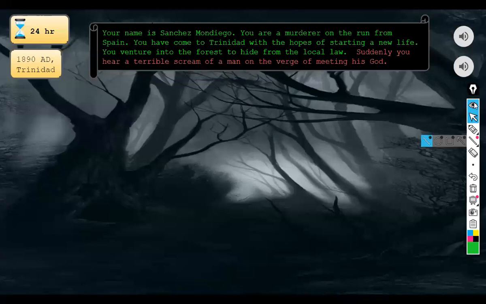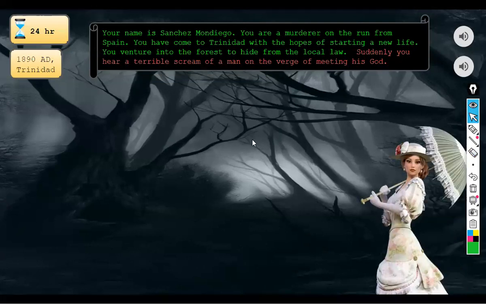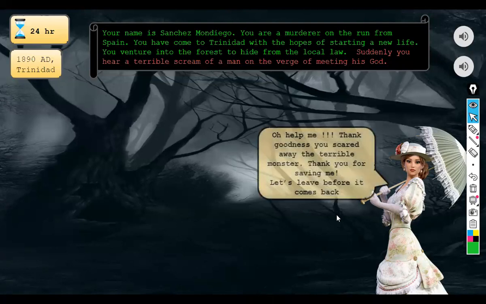You're hiding out in the forest in Maracas Valley, somewhere there. And back then it was just forests and whatnot, right? And suddenly you hear a terrible scream. And this woman appears. This is fishy already, right? Because anybody would wonder, why is this woman walking around in the forest? And we just heard somebody scream, right? So she tells you this.